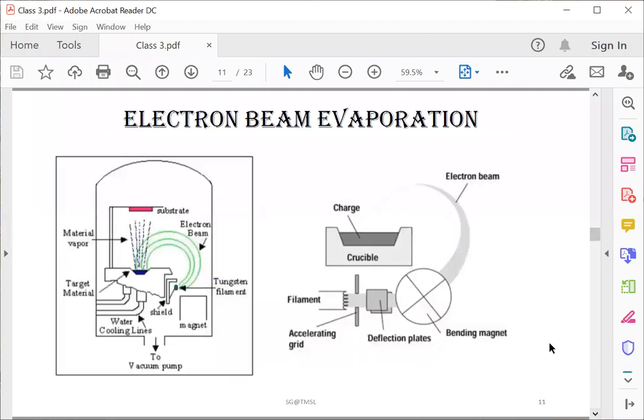Okay, another thing, so electron beam evaporation, another technique which is called electron beam evaporation technique. Okay, now what is being done? A crucible is used here. This one is the filament. So look at this picture. There is a crucible. Sorry, this is the filament from which the electrons are ejected.